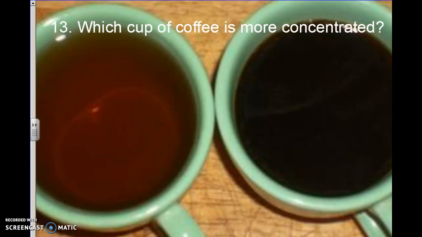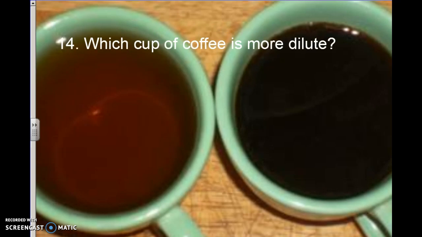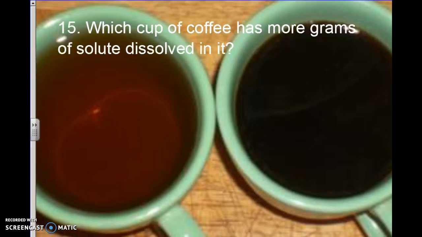Which cup of coffee is more concentrated? Well, hopefully you can see the one on the right is a lot darker, therefore it would be considered a more concentrated cup of coffee. Which cup of coffee is more dilute? Well, the one on the left looks more watery, less dark, and therefore it would be more dilute.